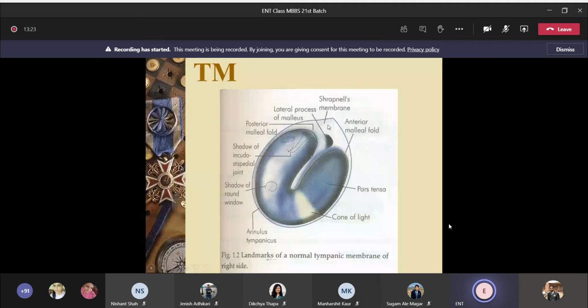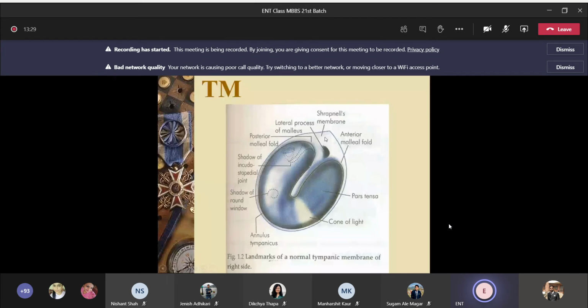And the normal tympanic membrane is translucent. So we can see the inner parts through the tympanic membrane. We can see the shadow of the inner part. You can see here, this is the stapes, this is the part of the incus, and this is the incudostapedial joint. And here in the lower part, you can see the shadow of the round window. And this outer part is known as the annulus tympanicus.